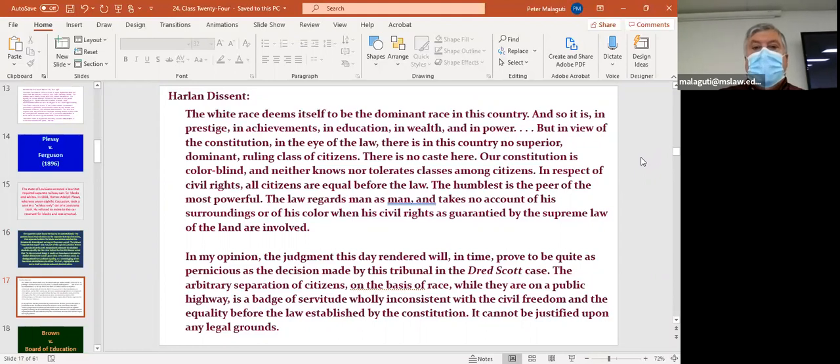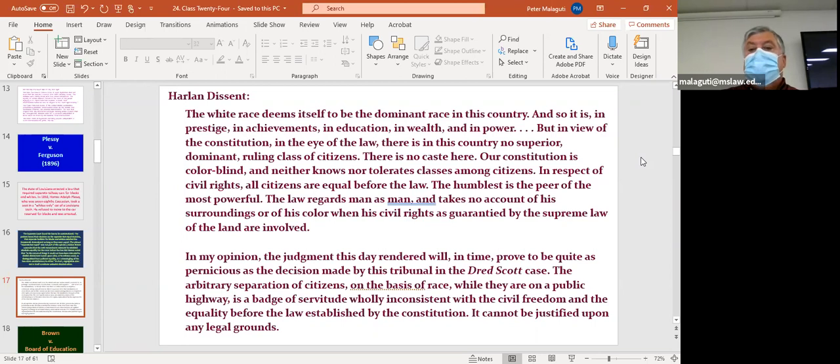It's well written. In view of the Constitution, in the eye of the law, there is in this country no superior, dominant, ruling class of citizens. There is no caste here. Our Constitution is colorblind and neither knows nor tolerates classes among its citizens. The very fact that they're separated here shows that there's a superior, dominant race and an inferior race. And he's pointing this out.